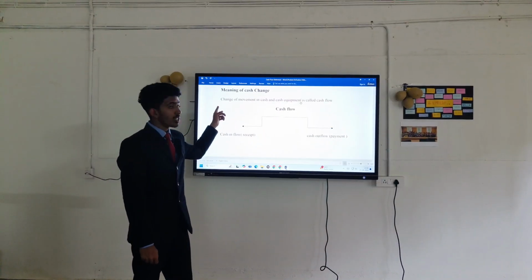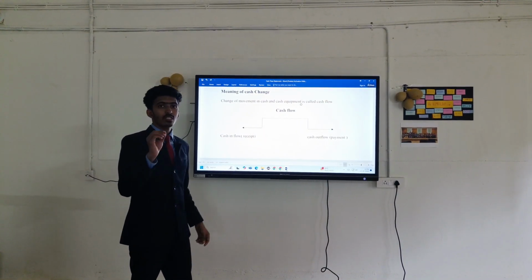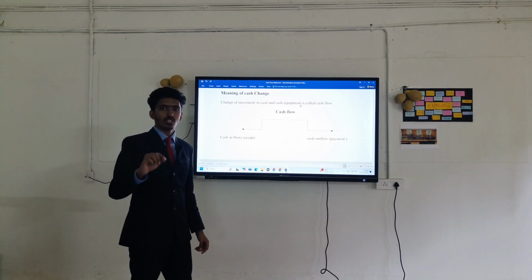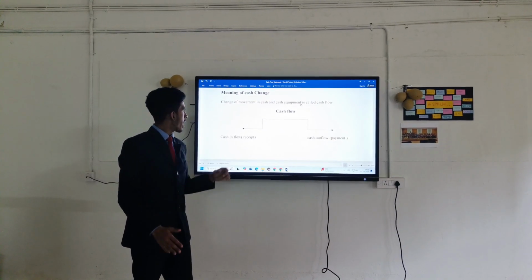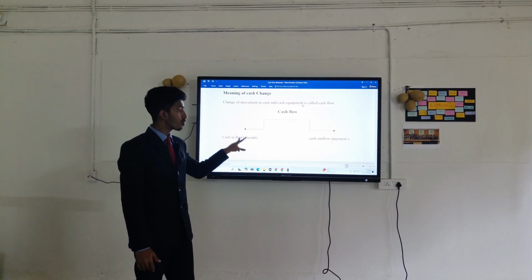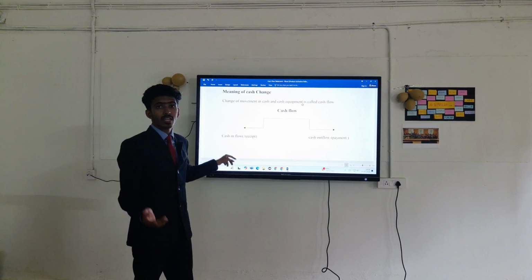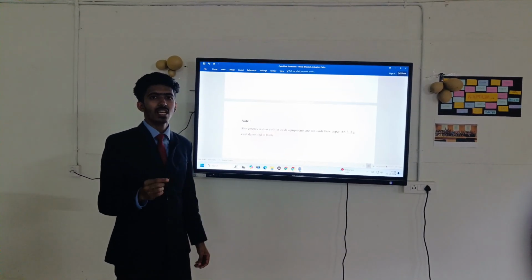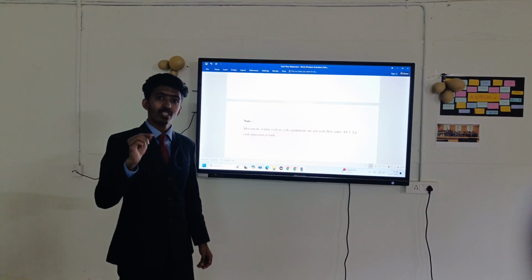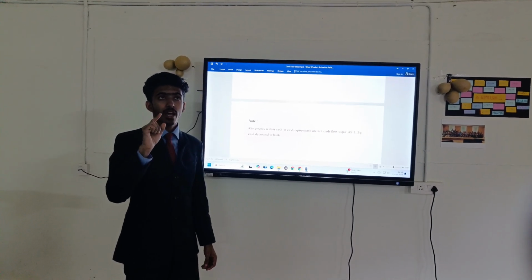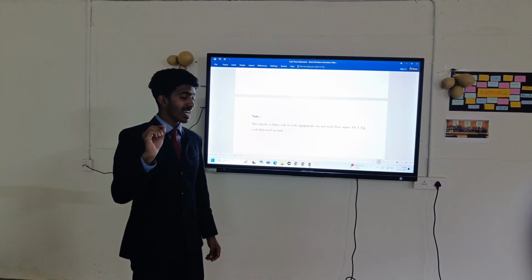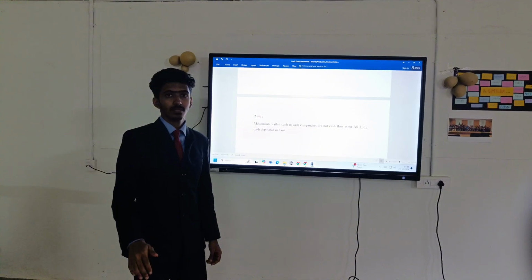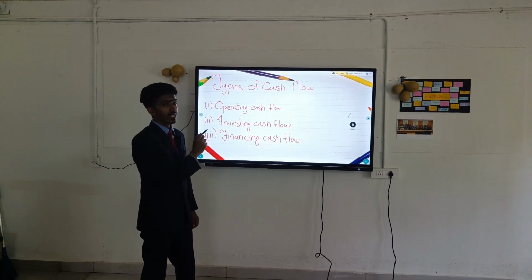Now we discuss the meaning of cash flow. The change or movement in cash or cash equivalents is called cash flow. And cash flow is divided into two categories: cash inflow and cash outflow. Note that movements within cash and cash equivalents are not cash flows as per AS3, for example cash deposited in the bank.